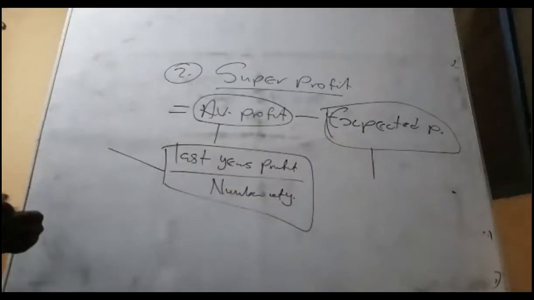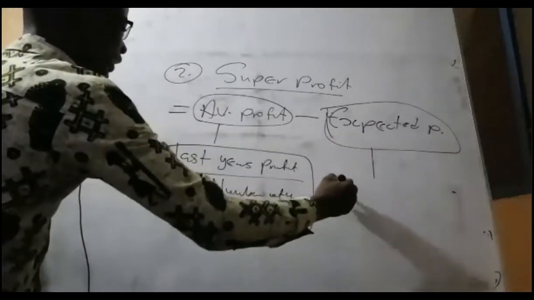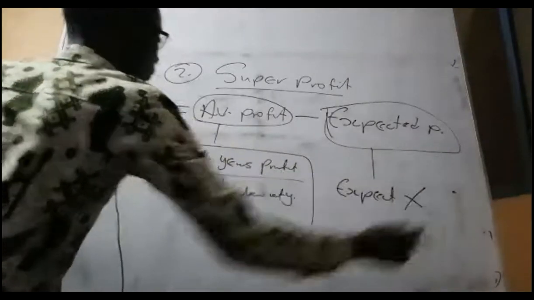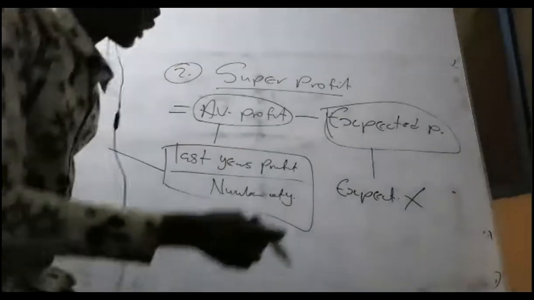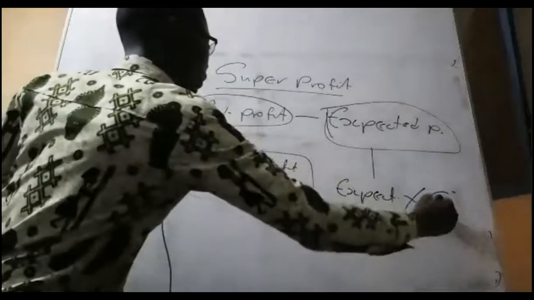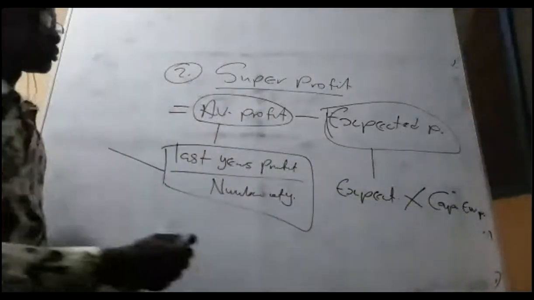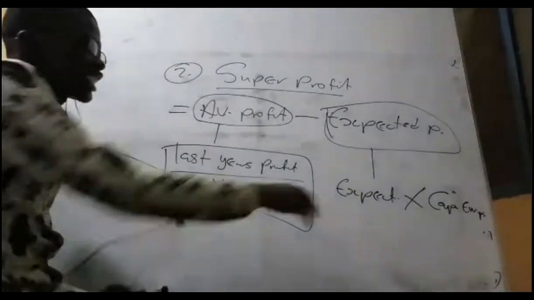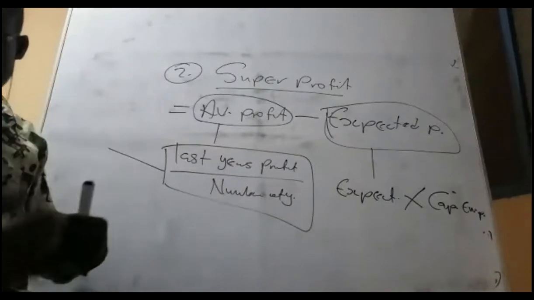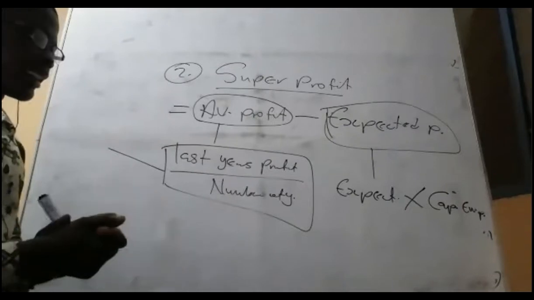You don't need to worry. Expected profit is equal to the expected return times the capital employed, not the receipt. The expected return times the capital that you have employed. That's all, we are done. So you find the expected return. They'll give it to you in the form of a percentage. After you get the percentage, you multiply by the capital employed. Then we are done, basically.